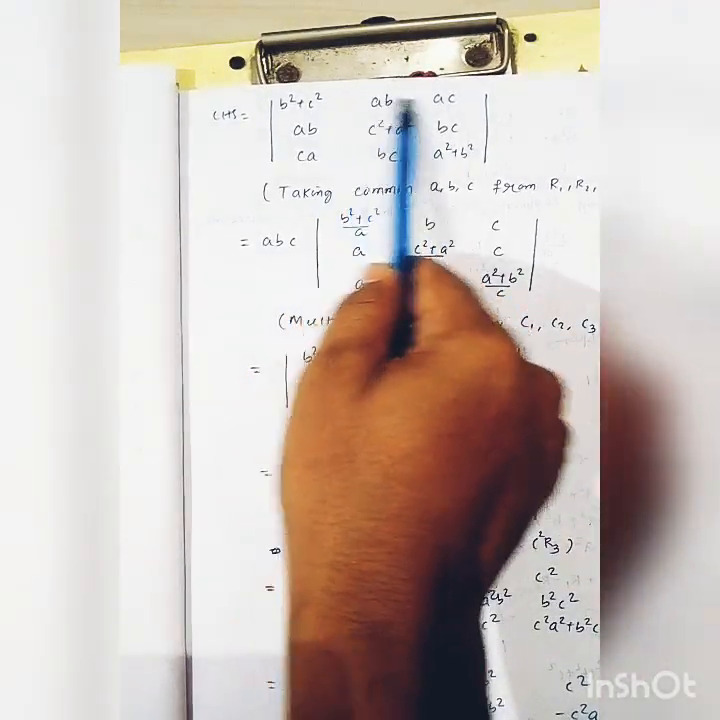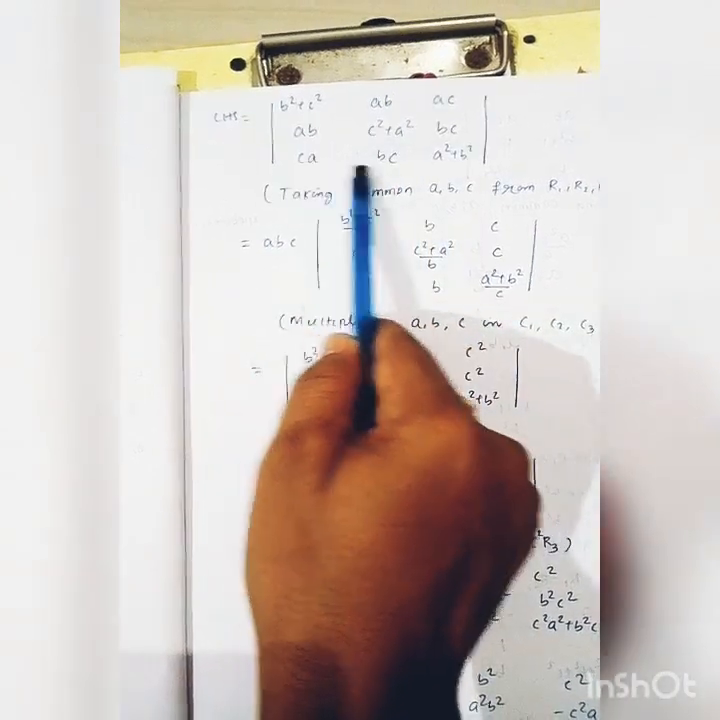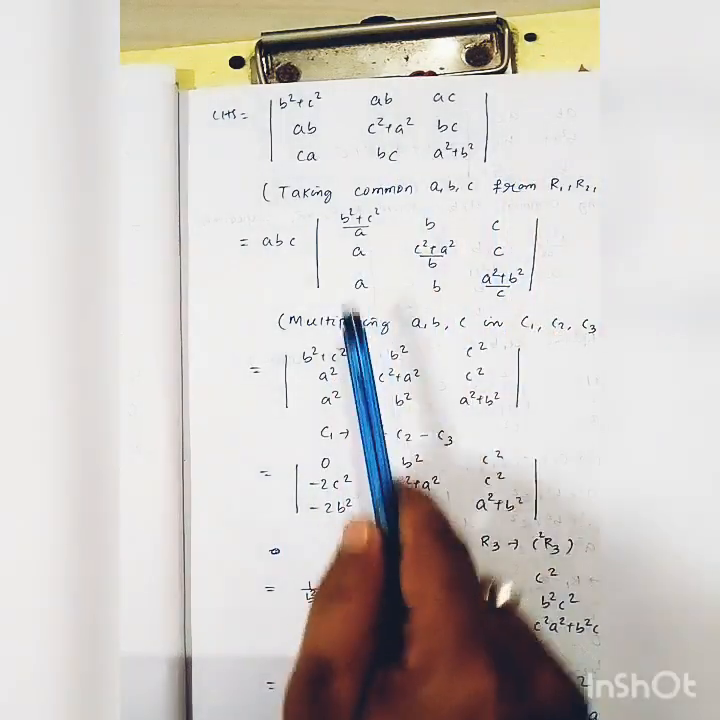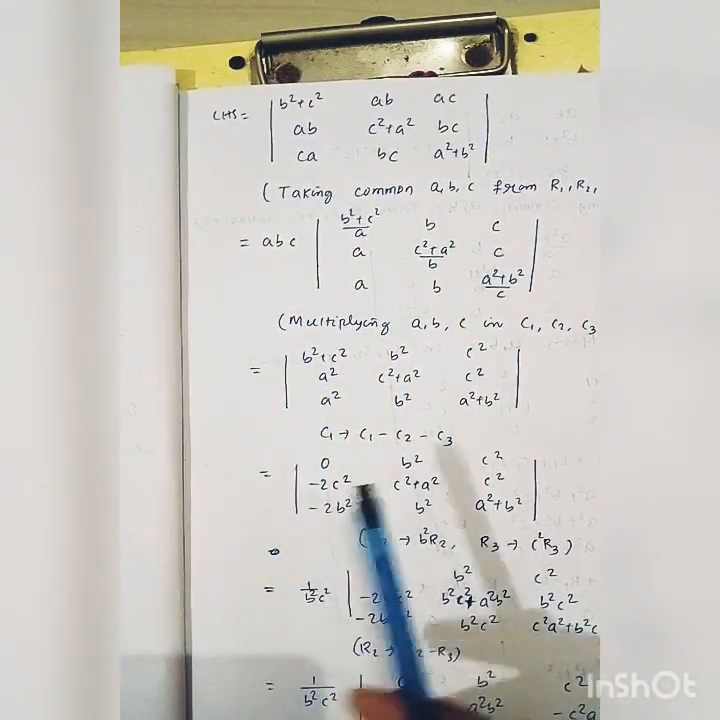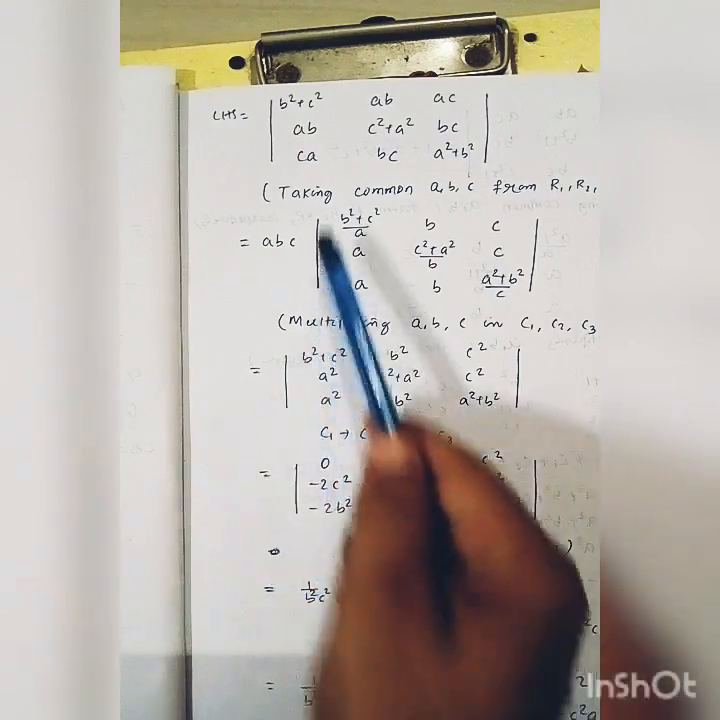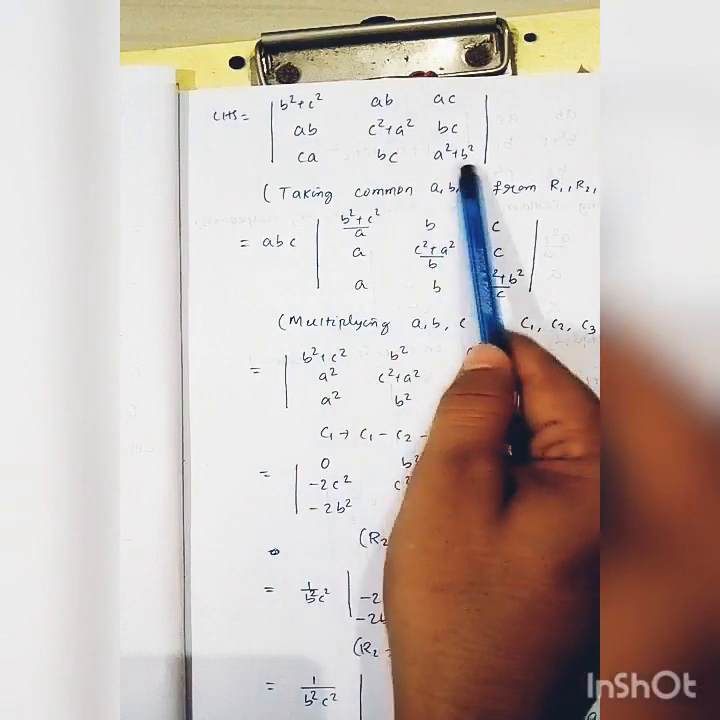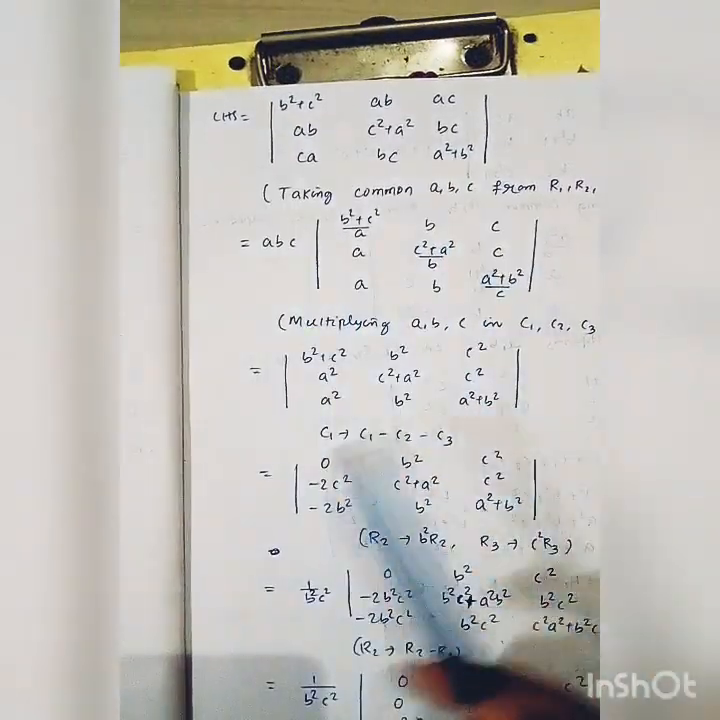In the first row you can take common a, in the second row you can take common b, in the third row you can take common c. So taking common a, b, c from R1, R2, R3. Similarly you can also take common abc column wise, because here the first row is the first column, second row is the second column, third row is the third column. Here also take a common from column 1.